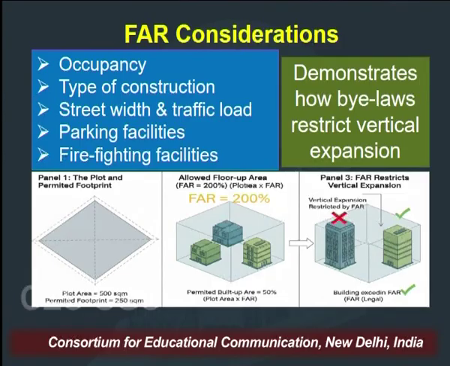When FAR considerations are made by the authorities, they take into consideration the occupancy, the typology of construction, the width of the street and the traffic load, how much parking facilities are required, and what firefighting or service facilities are required for that particular area. In respect to residential construction, FAR has to be followed because it will decide how much you can build. For the same plot, you can build either just a ground floor or 4 floors, and the overall built up area would be the same because of the FAR considerations.